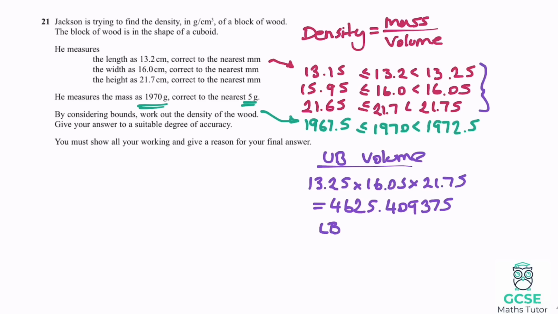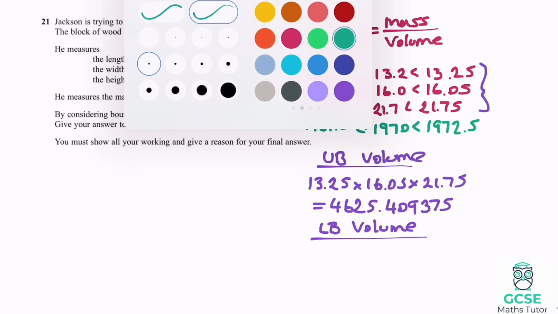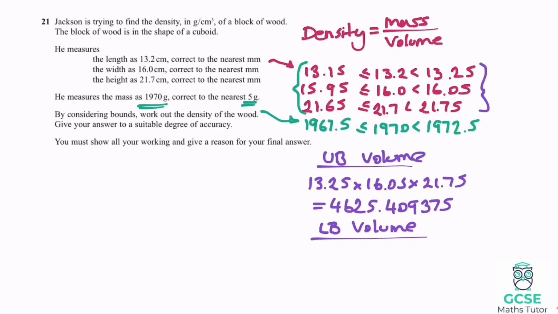So there's my upper bound for the volume, and now I need to work out the lower bound for the volume, and then we can go about working out both these densities. So the lower bound for the volume, times together all of these lower bounds here. So that would be 13.15 multiplied by 15.95, and multiplying that by 21.65. And that gives me a lower bound here, again a large number. We have 4,540.925125. There we go, so that is the lower bound of our volume.